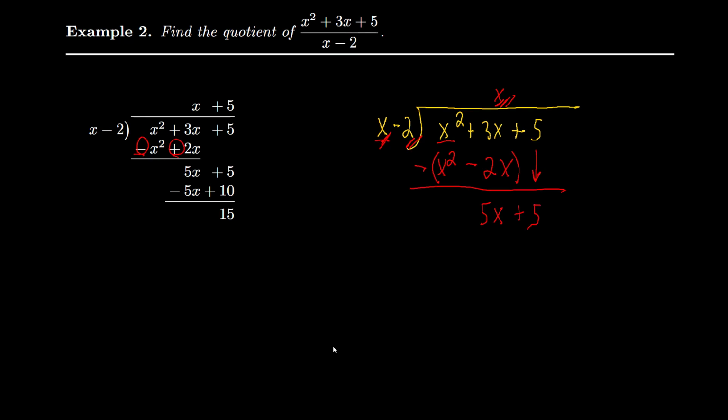All right? I'm going to change colors for the next part. Now, we do the exact same thing. We say x goes into this x, goes into 5x, right? 5x divided by x is positive 5, so we're going to write positive 5 up here. And then we're going to do the multiplication again. 5 times x is 5x. 5 times negative 2 is negative 10. And then we're going to subtract this whole thing.